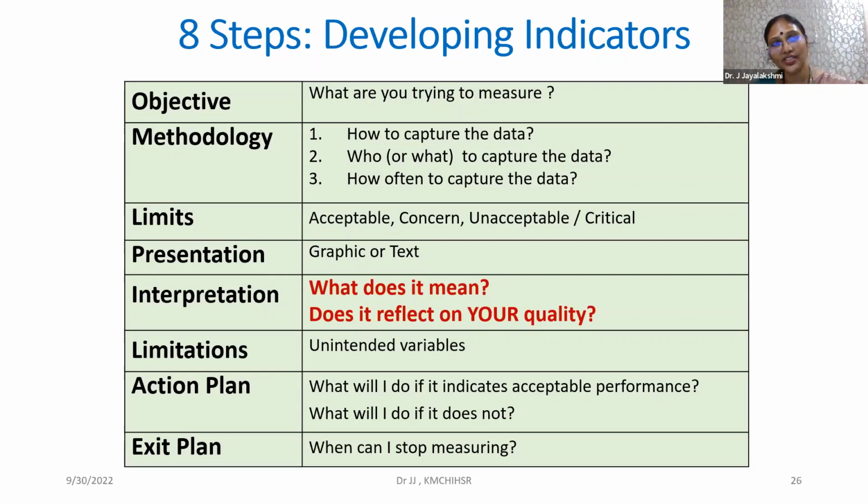Are you going to put it as graphical presentation of graphs, or is it going to be in text that you put in tables? Interpretation: what does it mean to you when you get the contamination rate? Suppose blood culture contamination rate is 5%. What does it mean to you? What does it reflect in your quality?